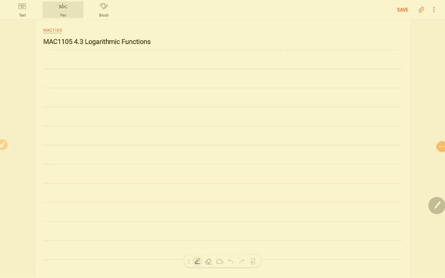I'm going to go through some examples from 4.3 by looking at questions which just say to evaluate logarithms. Now, before we go on, I'm just going to make sure that we understand the basic idea of a logarithm.